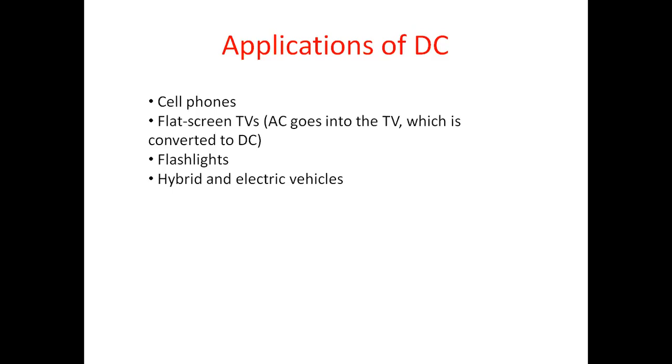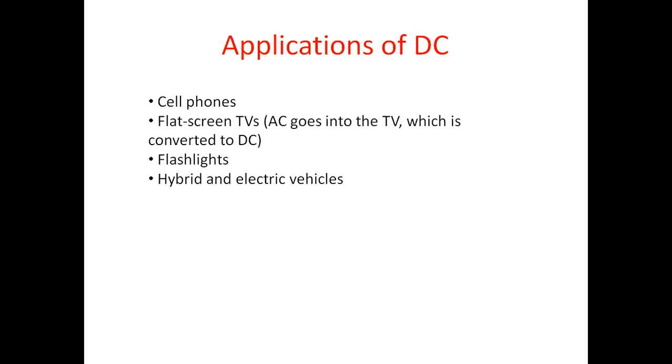The examples of direct current include cell phones. Almost everyone has a cell phone. In that, you can see that the cell phone is operating on a battery, which is an application of direct current. Next is the flat screen television set.